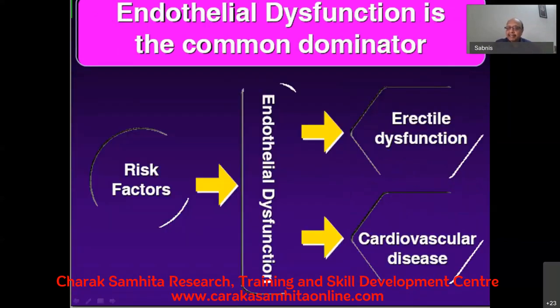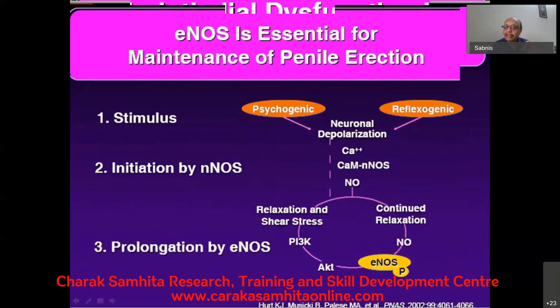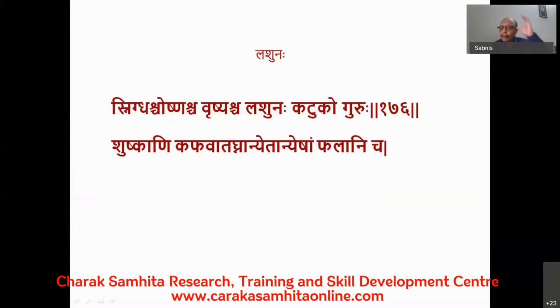Here we can say that the risk factors of endothelial dysfunction, erectile dysfunction and cardiovascular disease are the same when it comes with metabolic syndrome, when it comes with obesity, when it comes with prameha. Then here the Vajikar medicines don't work very correctly. Here you can see the property of lasuna. Snigdha ushnascha vrishyascha lasunaha katuko guruhu tushkani kapha vatagnyo anyas desham phalanicha.